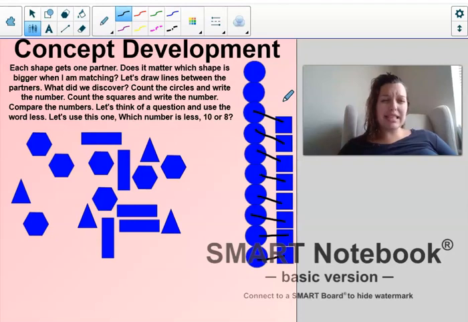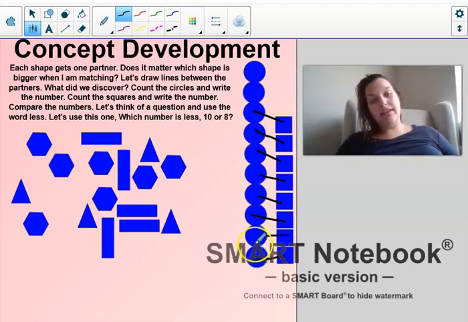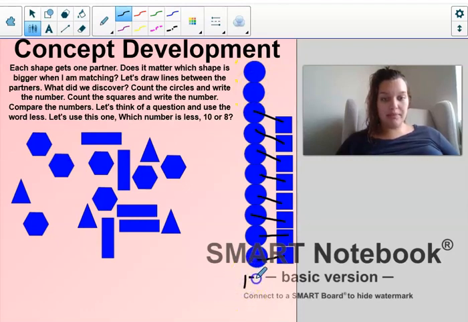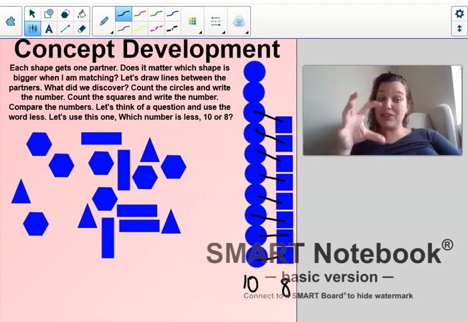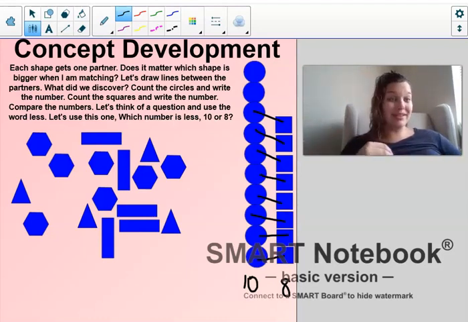But just to check our work, let's count our circles. 1, 2, 3, 4, 5, 6, 7, 8, 9, 10. So I have 10 circles. I'm going to write a 10 down here. And how many squares do I have? 1, 2, 3, 4, 5, 6, 7, 8. Great job. So which shape do we have less of? Do we have less circles or squares? We have less squares, okay?